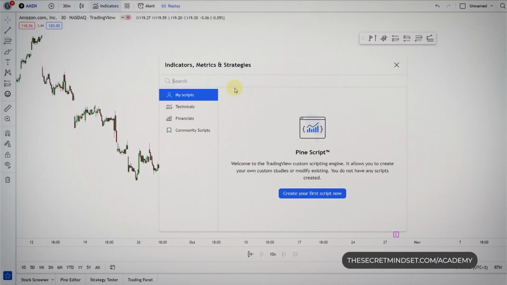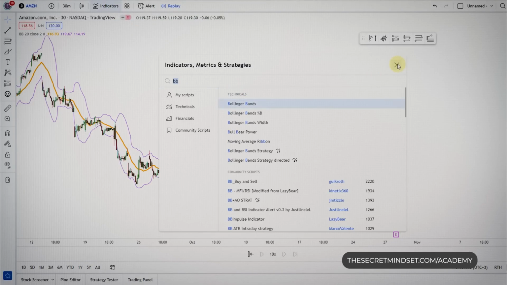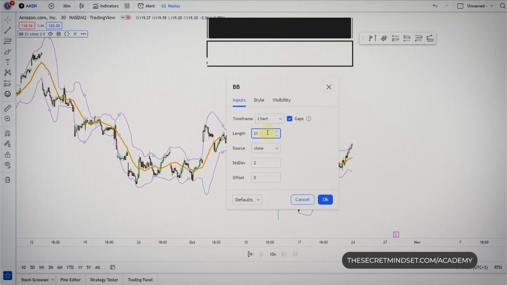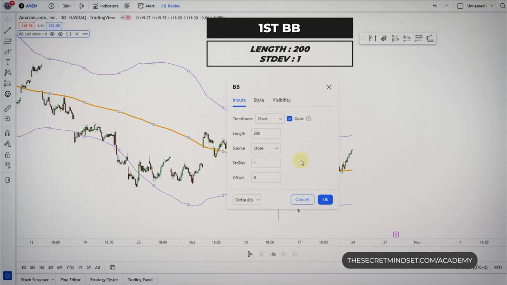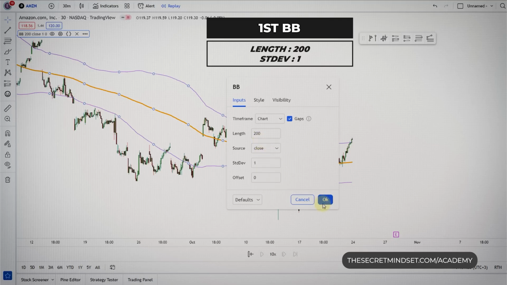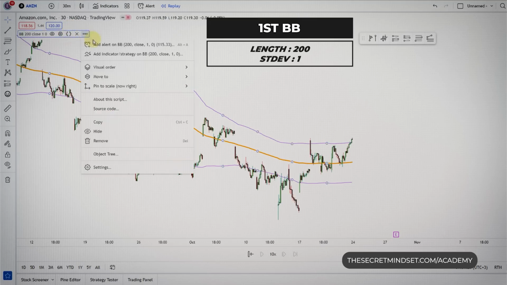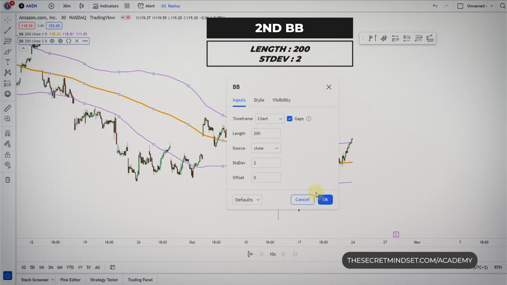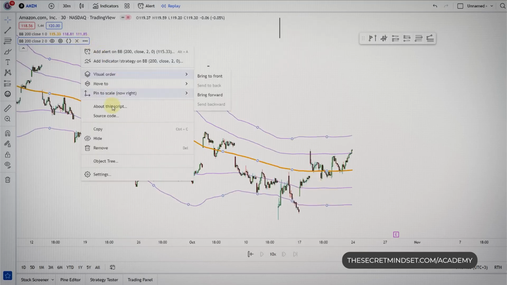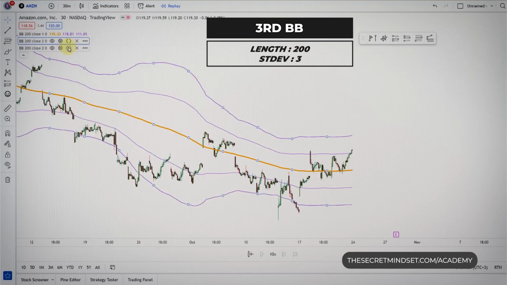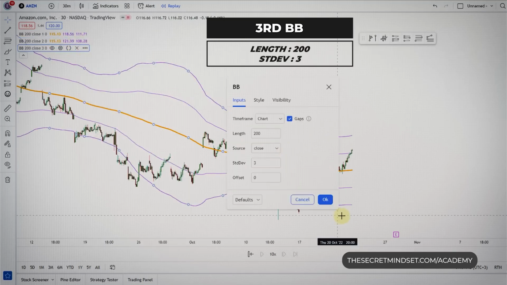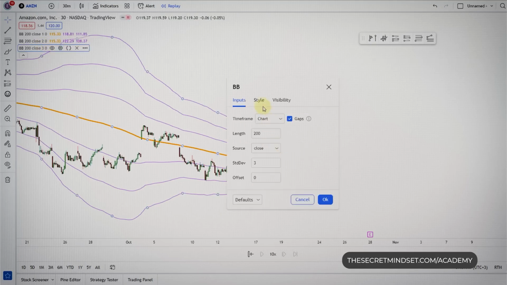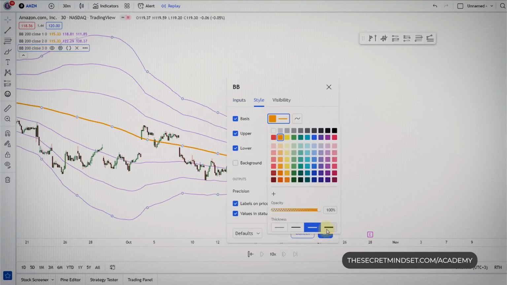Let's start with the setup of your chart. This may look weird at first. We'll use not one, not two, but 3 Bollinger Bands. The first Bollinger Bands indicator will have a period of 200 and a standard deviation of 1. The second one will have a period of 200 and a standard deviation of 2. And the third one, the same 200 period and a standard deviation of 3. And make the middle Bollinger Band more obvious, increase its thickness, and also change its color.